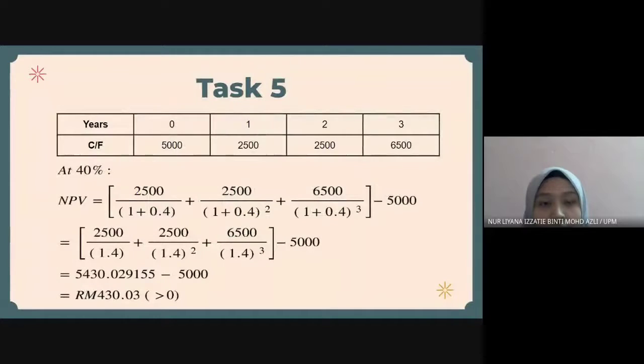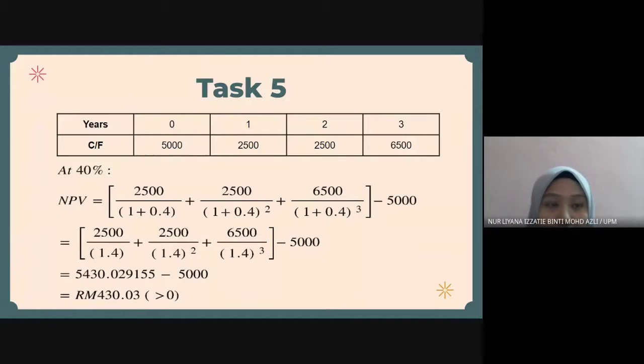So from this question, we get that the initial investment is 5,000. For year 1, the cash flow is 2,500. For year 2, 2,500 also. And for year 3, 2,500 plus 4,000, which is 6,500. So since this question didn't give the cost of capital, we use the trial and error method, and we choose 40% to get the NPV.